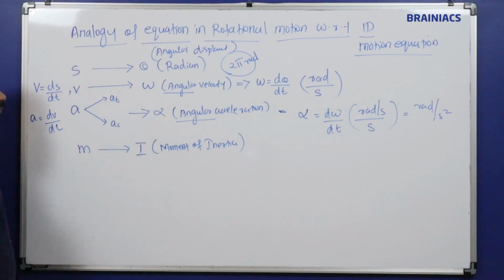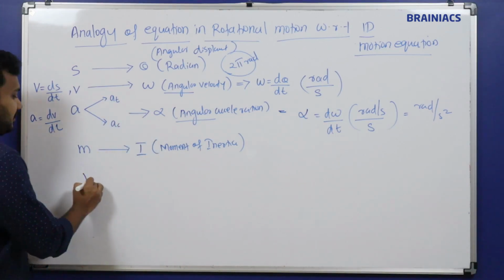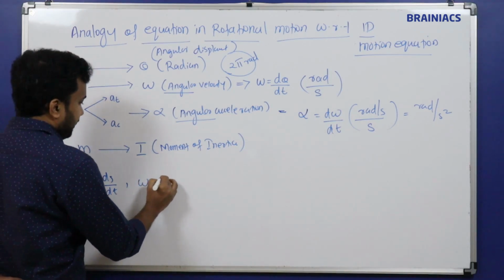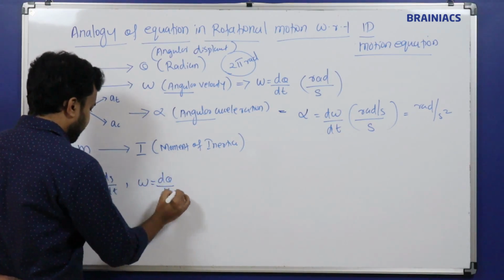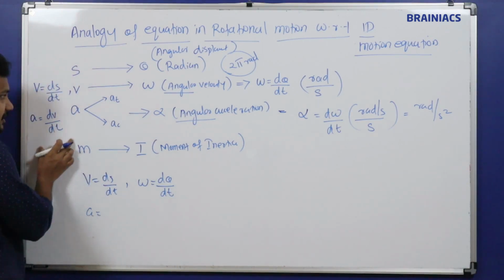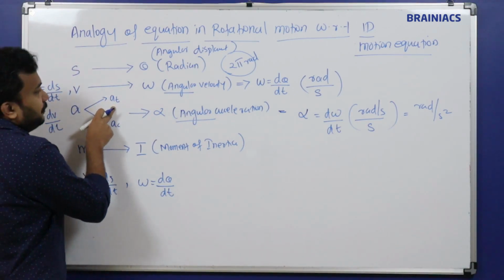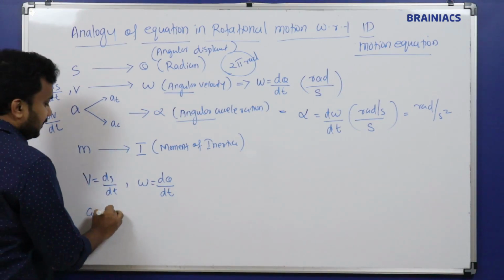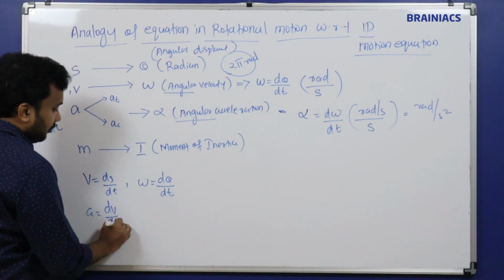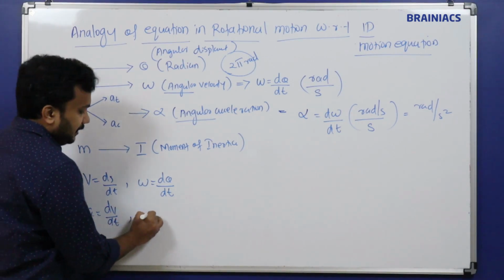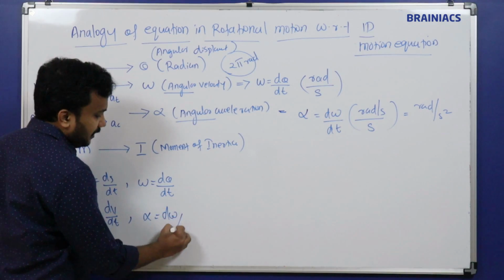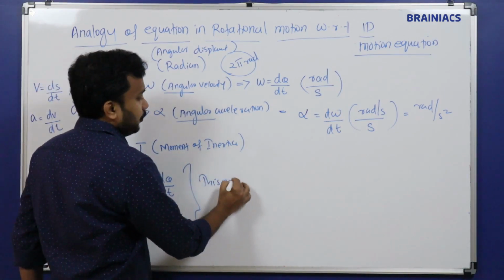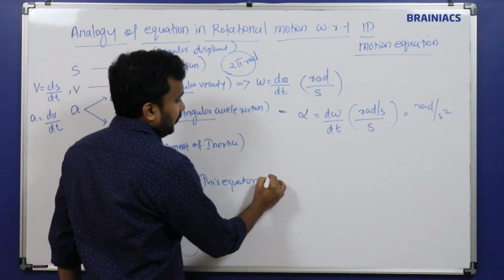So in summary, velocity is equal to ds by dt, and the corresponding equation is omega equal to d theta by dt. This is important. We have two types of acceleration, tangential and centripetal, which I will explain later. A is equal to dv by dt is the normal formula for acceleration, and here alpha is equal to d omega by dt. This equation is always true.